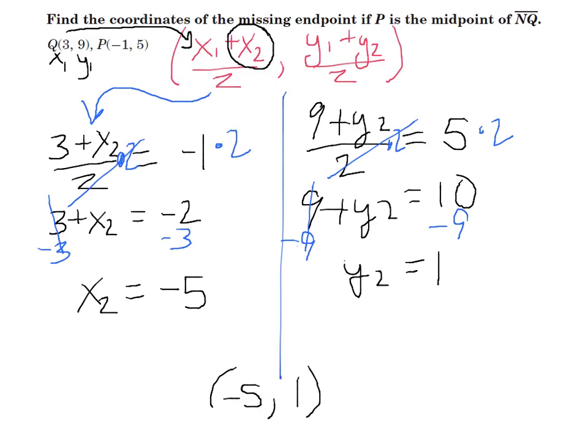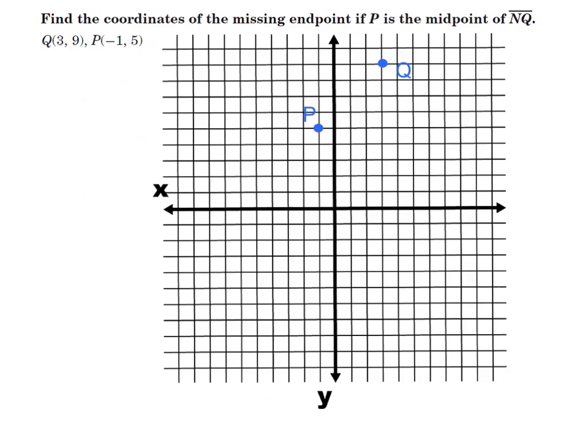Let's see what this looks like on a graph. These are the same points, but I already have them graphed. Again, Q is an endpoint, and P is a midpoint. Now remember, midpoint means halfway. So that means P is halfway between Q and some other point.